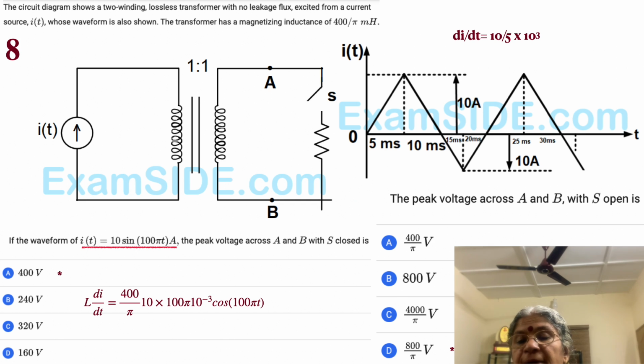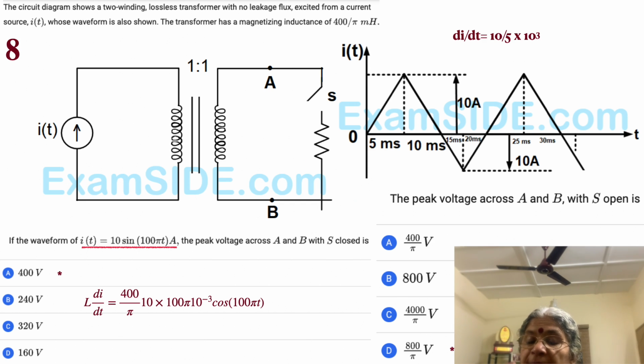So what is di by dt? We have to take what is called the slope. Let's take the peak values, so we have to take the maximum value. What is the peak value? We see that it's equal to 10. For the triangle, the height is obvious, it's equal to 10.